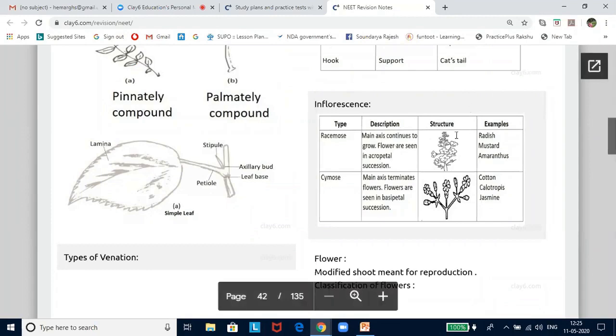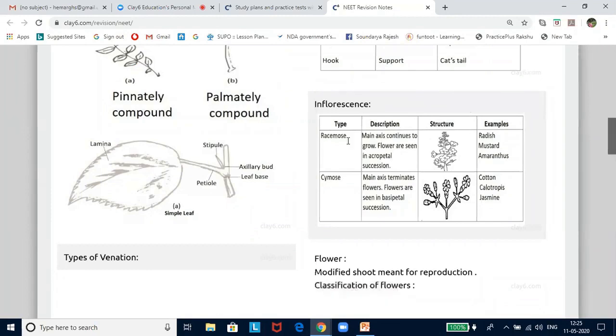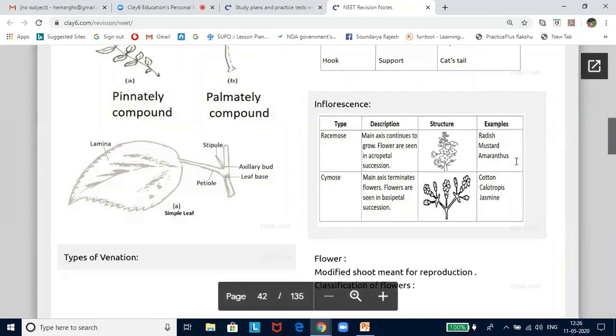There are two types of inflorescence. One is racemose inflorescence, the other is cymose inflorescence. Racemose inflorescence is also an indeterminate inflorescence. That is, the main axis will continue to grow and flowers are seen in acropetal succession. Acropetal means since it is continuously growing, the older flowers will be at the bottom, newer flowers will be at the top. Examples are radish, mustard, and amaranthus.